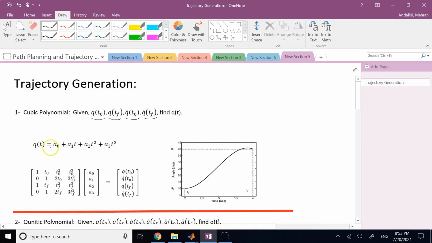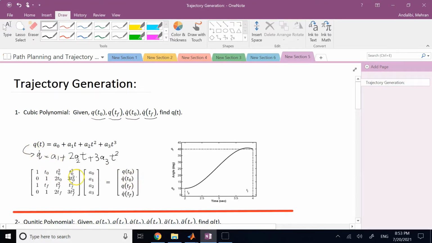Then we take a time derivative, and q dot is clearly going to be a1 plus 2a2 t plus 3a3 t squared. In that one, again, you plug in t0 and t final, and the values for them, you call them q dot at t0 and q dot at tf.